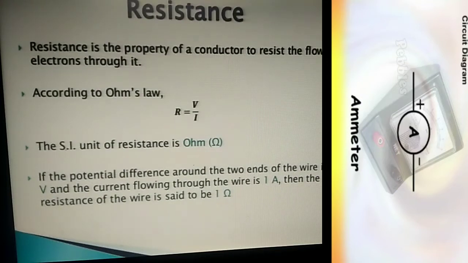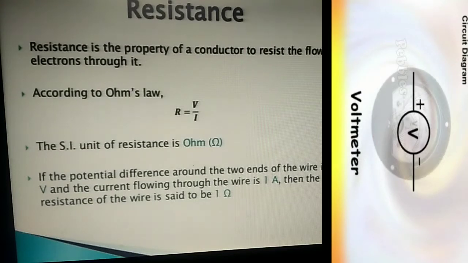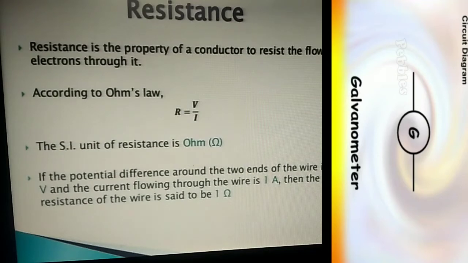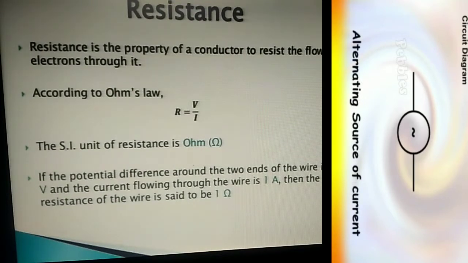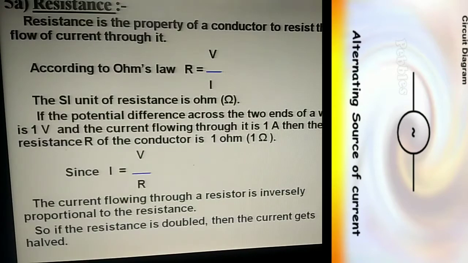Once again, what is resistance? Resistance is the property of a conductor to resist the flow of electrons through it. According to Ohm's law, R is equal to V by I. The SI unit of resistance is ohm. If the potential difference across the two ends of the wire is 1 volt and the current flowing through the wire is 1 ampere, then the resistance of the wire is said to be 1 ohm.